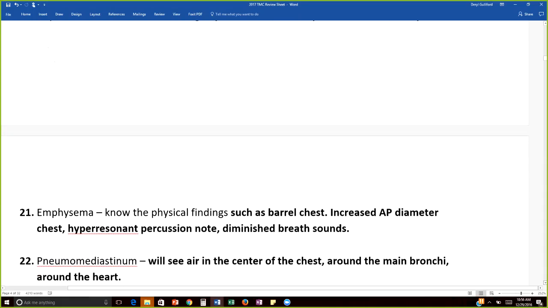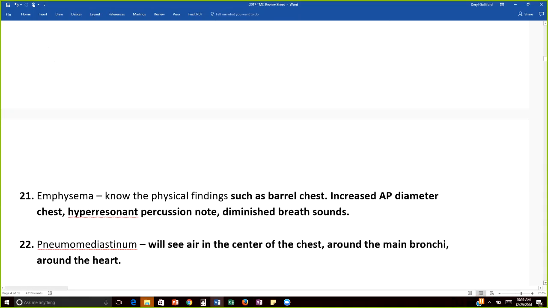Emphysema. Let's use emphysema as an example of the physical assessment. Barrel chest, which is an increased AP diameter of the chest. That's a different way to say it, but that may be what you see. Increased AP diameter, hyperresonant percussion note, diminished breath sounds. That is classic emphysema.